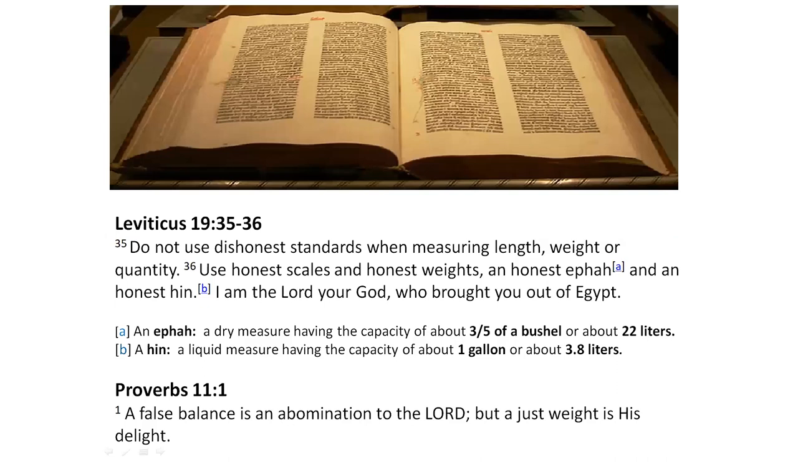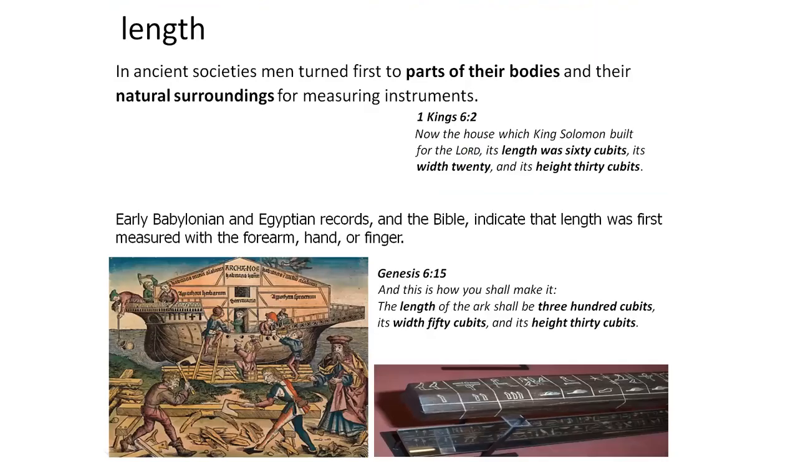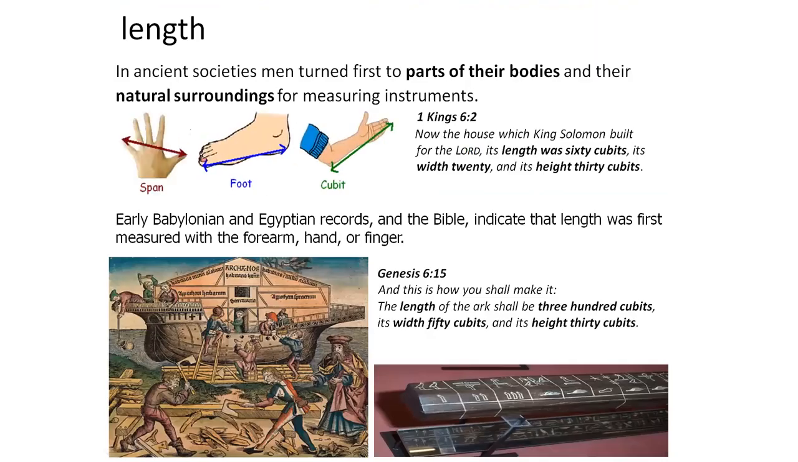You would probably think that issues of weights and measures existed only now, but they have been around for a while, as you can see from the screen. And how did people in ancient societies measure? They used what was available to them: their body parts, the earth, whatever they could use.